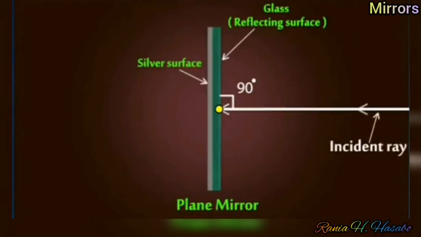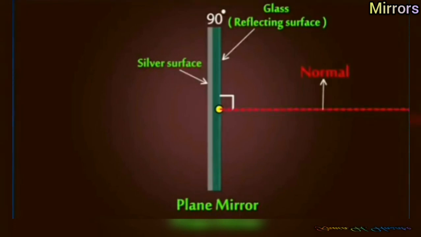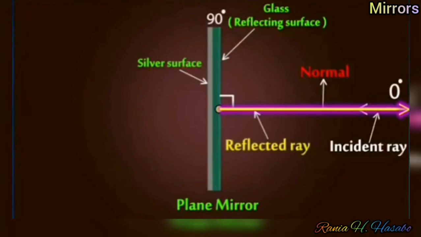Let's consider a plane mirror with a beam exactly perpendicular to it. As it has an angle equal to 90, this beam is called normal. So this beam is incident by an angle of incidence equal to 0. So it is reflected by an angle of reflection equal to 0, according to the law of reflection.